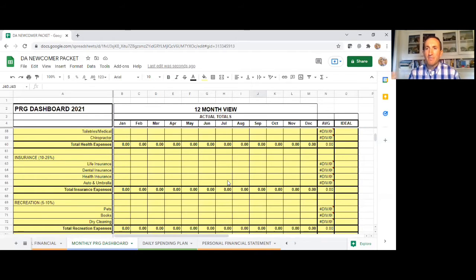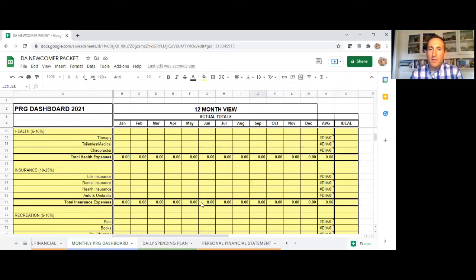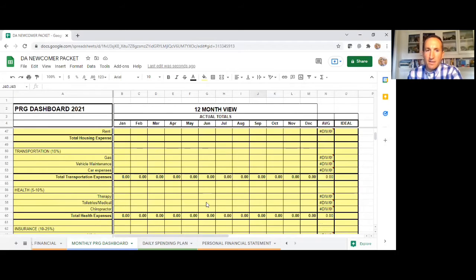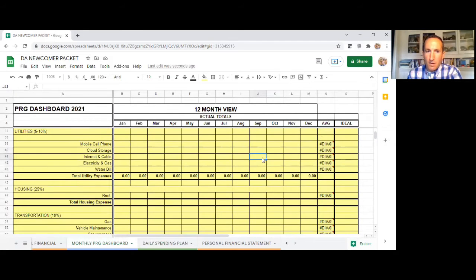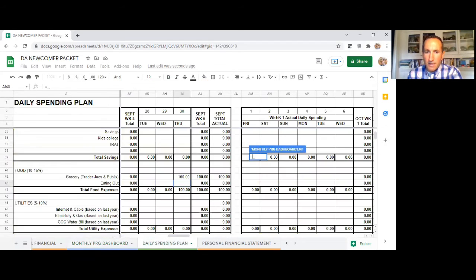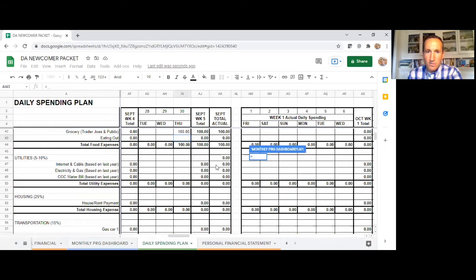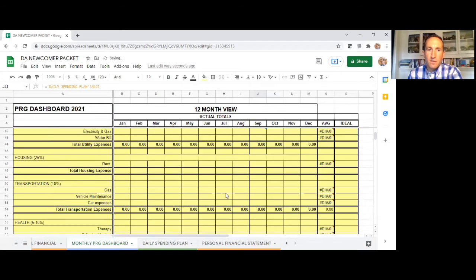So it's just a matter of getting the formulas in there, but it's a lot easier to do it this way than having to print it out or write all the numbers down and then go fill it in here manually. I like to do it with the little formula so that it streamlines it. All I do, like for internet and cable, is I say equals daily spending plan, internet and cable, total, September, bam, enter, and there it is.